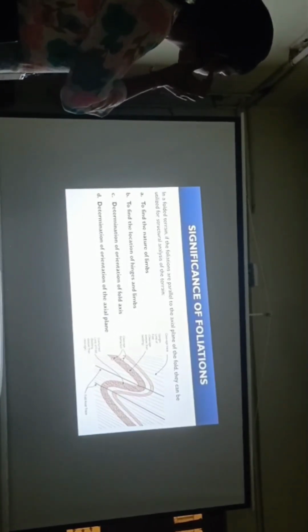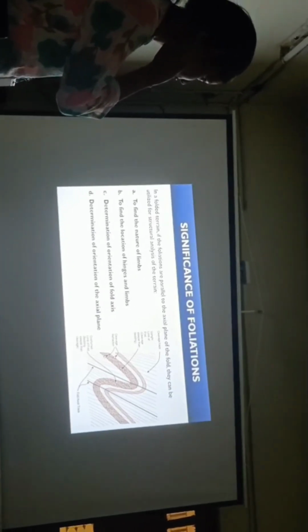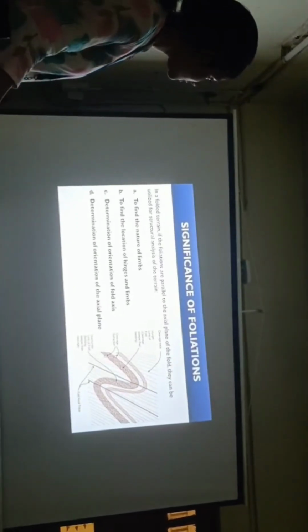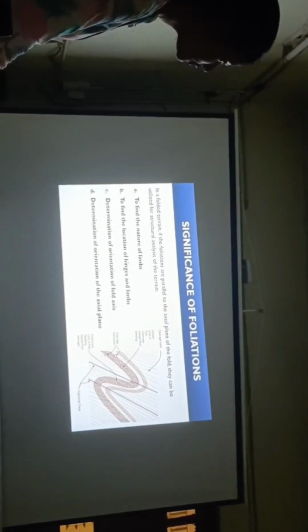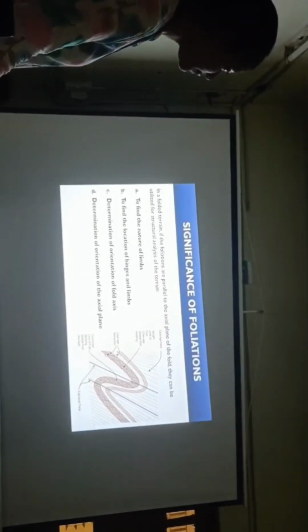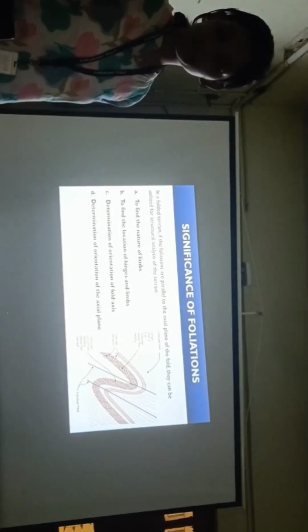Similarly, we can find out the location of the hinge and limbs, and also determine the orientation of the fold axis and the orientation of the axial plane. In the case of the axial plane, the axial planar foliation gives the information about the axial plane. If the axial planar foliation is planar, then the fold is planar. If it is curved, then the fold is non-planar.